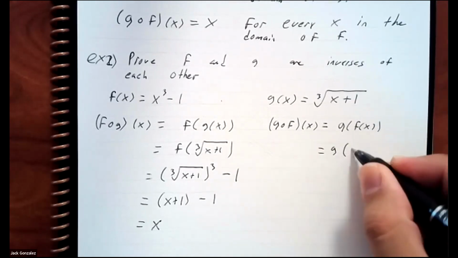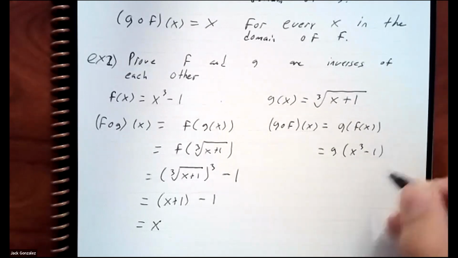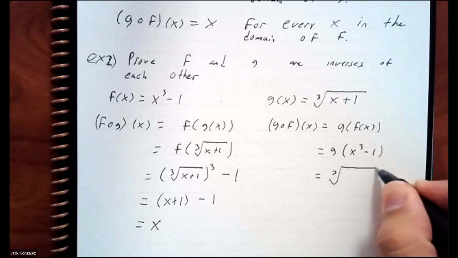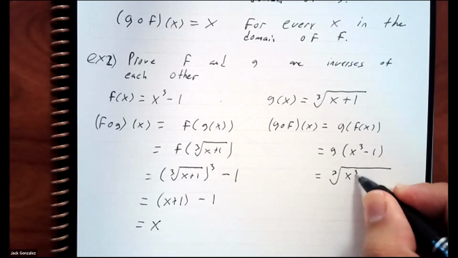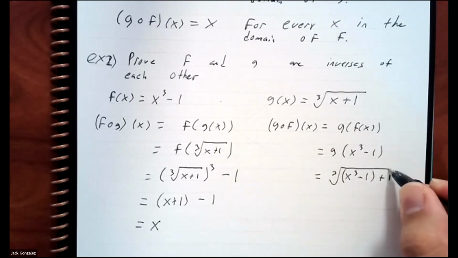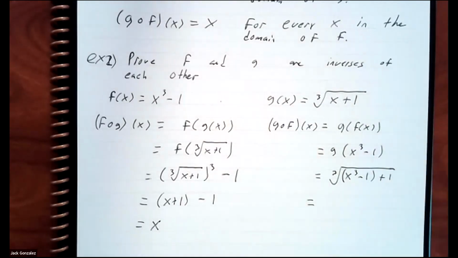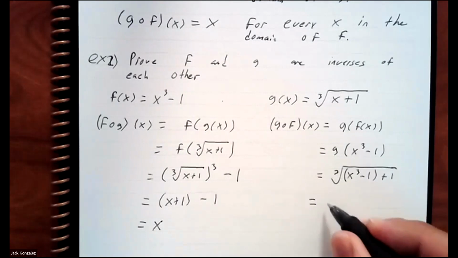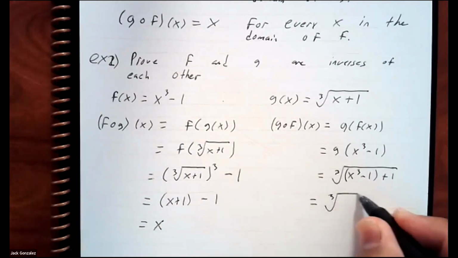So plug in the x cubed minus 1 into G. I'm putting parentheses so you can see that it was plugged in. They don't actually do anything. Okay. So at this point, you see what's going to happen.